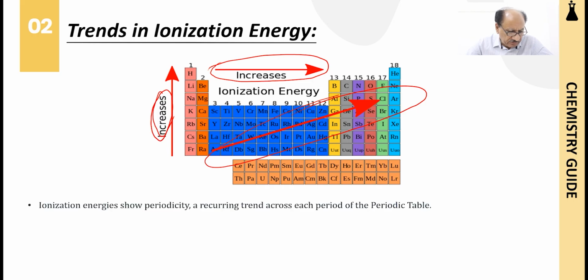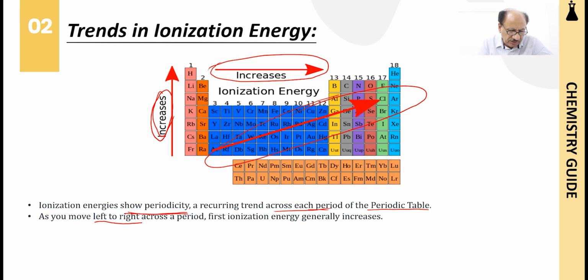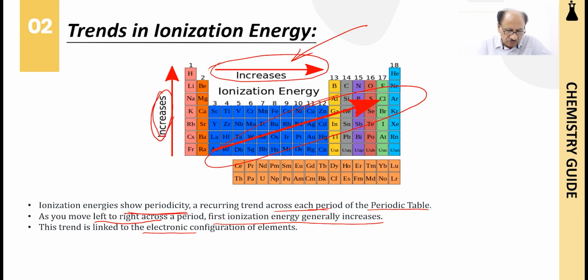If we go through the trends, first of all, ionization energies show periodicity. So it's a periodic change, with recurring trends across each period of the periodic table. The second thing is, as you move left to right across a period, which this arrow is showing, first ionization energy generally increases, and this trend is linked to the electronic configuration of electrons. So electronic configuration is determining this.